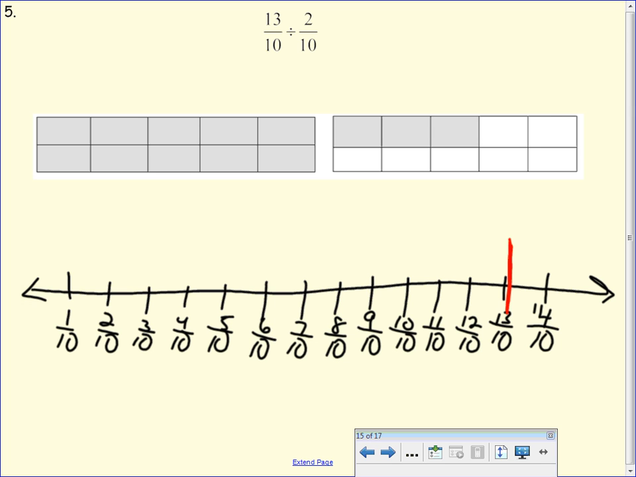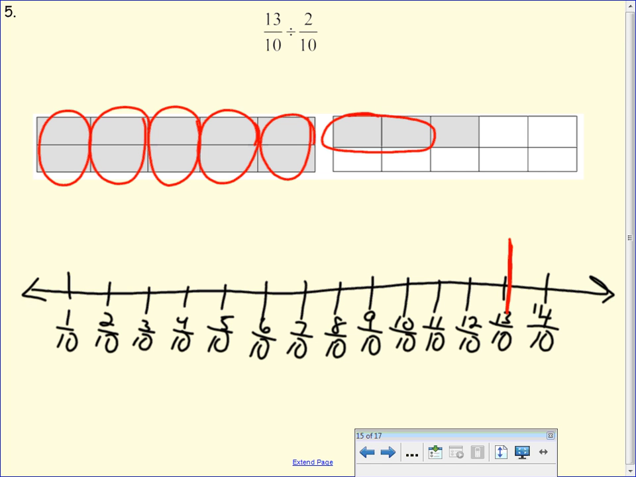So I'm looking for groups of 2/10. Okay? So let's see how many groups of 2/10. And again, you can use either model. That's up to you. So here, you could circle it like this. 2/10, 2/10, 2/10, 2/10, 2/10, 2/10. So let's see how many groups we made. 1, 2, 3, 4, 5, 6. We made 6 groups of 2.